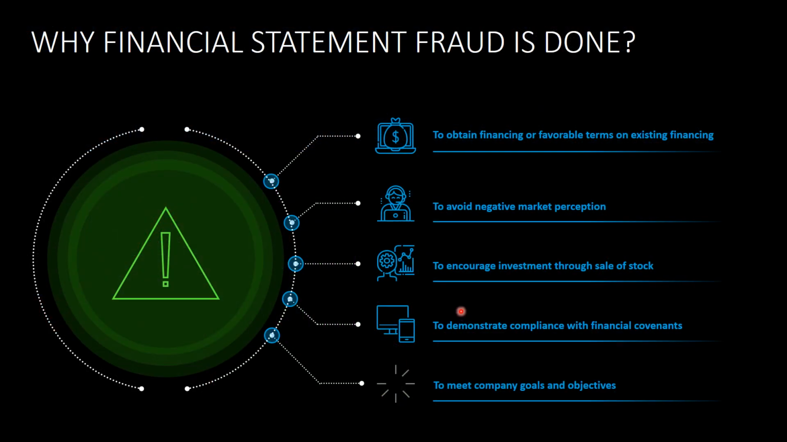Before going to the factors, let us see why fraud is being done. There are a number of reasons why individuals commit financial statement fraud. Most commonly, financial statement fraud is used to make a company's earnings appear better on paper. Some of the more common reasons include to obtain financing or favorable terms on existing financing, to avoid negative market perception, to encourage investment through sale of stock, to demonstrate compliance with financial covenants, and to meet the company's goals and objectives. This limited list shows that the motivation for financial statement fraud does not always involve direct personal financial gain. Sometimes the cause of the fraudulent financials may be situational pressure, opportunity, or the ability to rationalize the fraudulent behavior to justify the crime in an acceptable way.